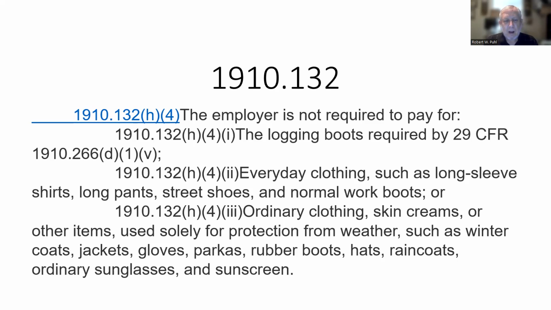Ordinary clothing, skin creams, or other items used solely for protection from weather, such as winter coats, jackets, gloves, parkas, rubber boots, hats, raincoats, ordinary sunglasses, and sunscreen. So what they're saying here is, if somebody has to work outside a little bit, unless it's really dire circumstances, you don't have to give them winter coats, jackets and gloves. They should be able to provide that for themselves, because they can wear that stuff on the way to the store or whatever when they're home, and when they're going out on their own too. So ordinary sunglasses, notice that it says ordinary sunglasses. Some employers do provide them if they want to, but they're not required to.